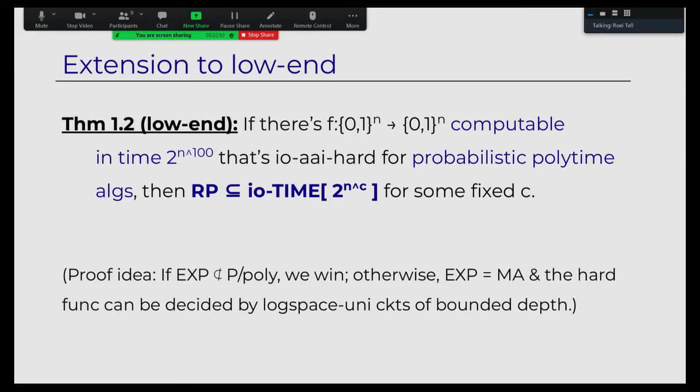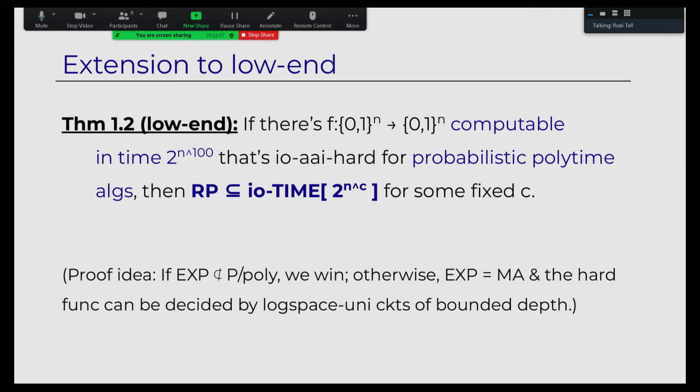Okay. So if there's a function that's AI hard, but that function is computable in exponential time, right? Then RP can be derandomized in fixed exponential time. This is non-trivial derandomization. RP in 2 to the n to the 100 is non-trivial. And the proof idea here is simple. It's just what we did.